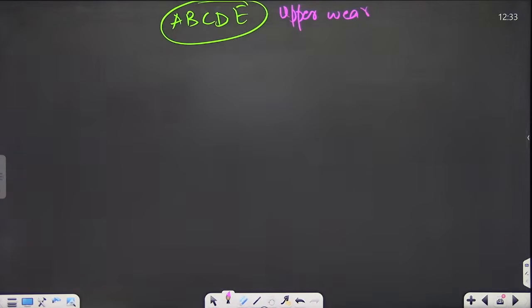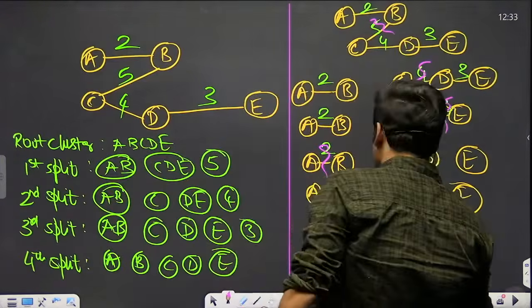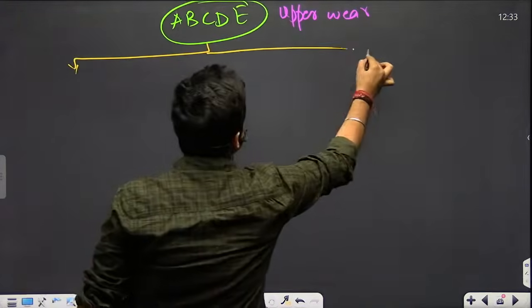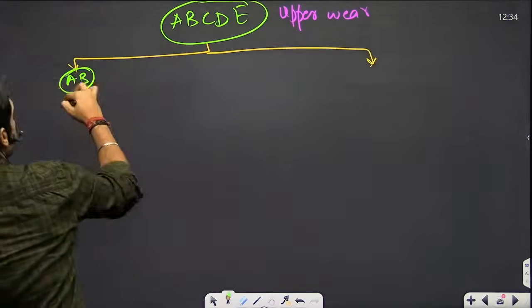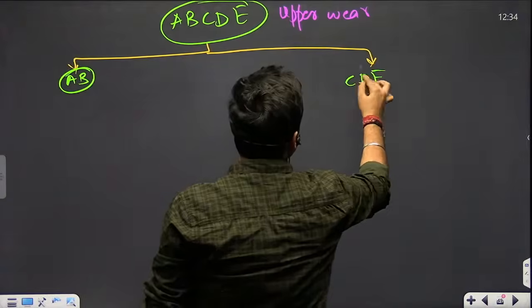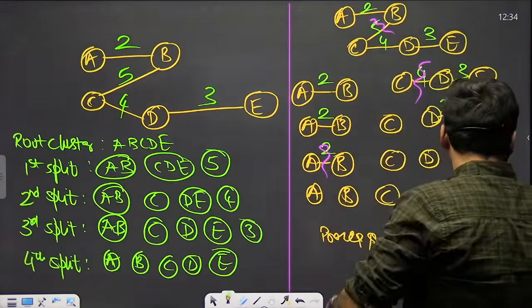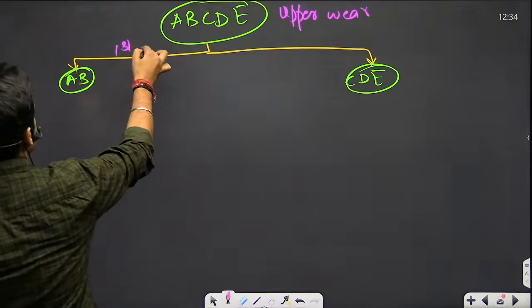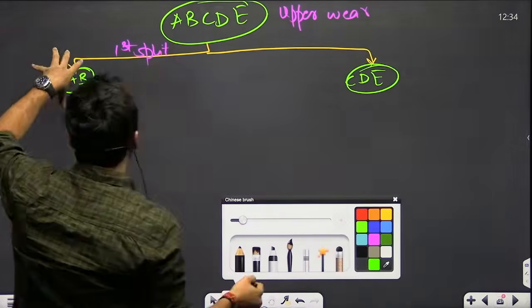Now here, what is the most dissimilar element, I mean split one? That is AB. AB would be split here, and CDE. So I would split AB here and CDE. Now this is our first split.